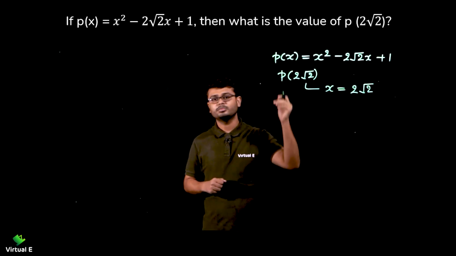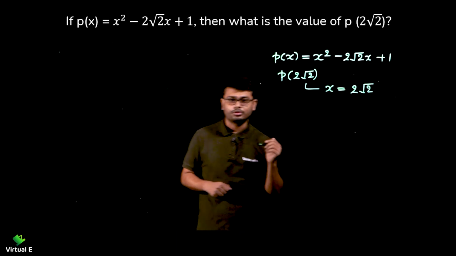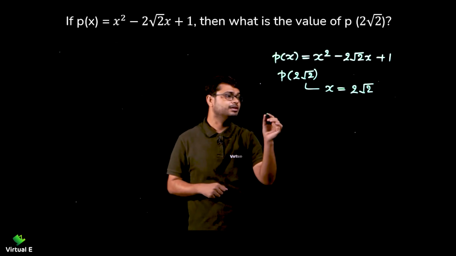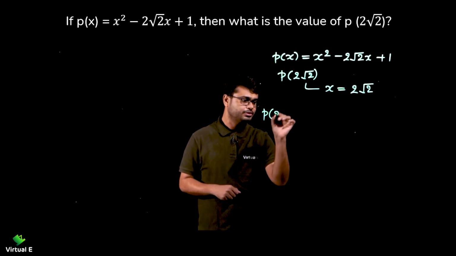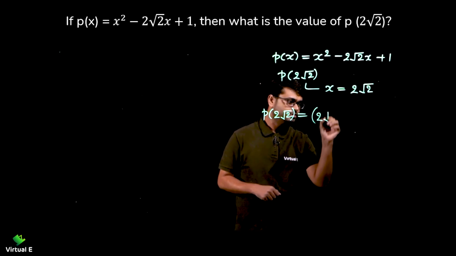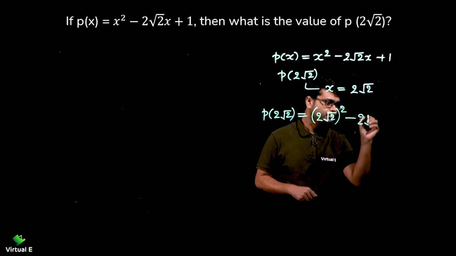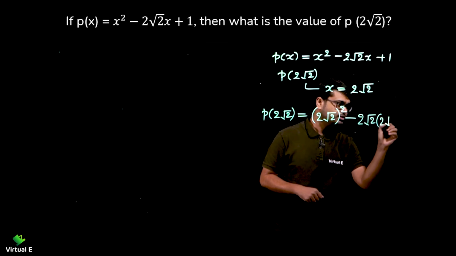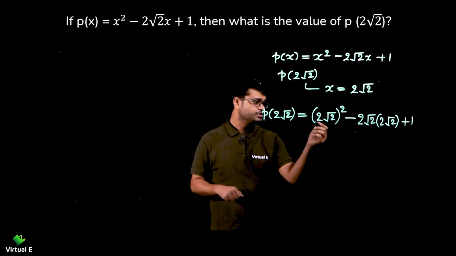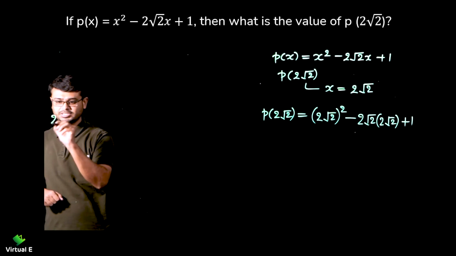If we compare here, we come to know that value of x we are supposed to take is 2 into root 2. Now wherever we see x, we are going to replace with 2 root 2. So let's start. Here P2 root 2 is equal to x square, 2 root 2 whole square, minus 2 root 2 and x again 2 root 2, plus 1. So let's start here. So 2 into root 2. Remember this we have discussed in chapter number 1.